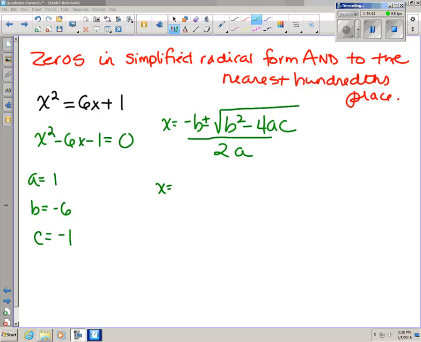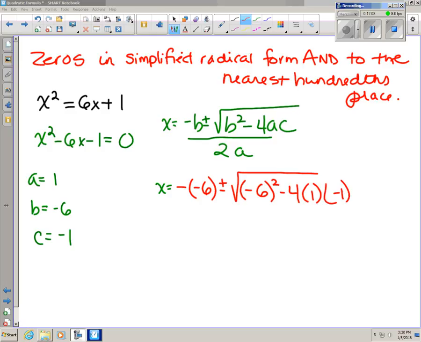Okay, so for b, I have it being represented as a negative 6, so it's x is equal to negative 6 plus or minus square root negative 6 squared minus 4 times a, which is 1, times c, which is a negative 1. And that's all over 2 times a, which is 2 times 1. And we're going to do the math. So x is equal to a positive 6 plus or minus.